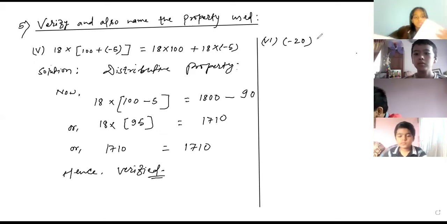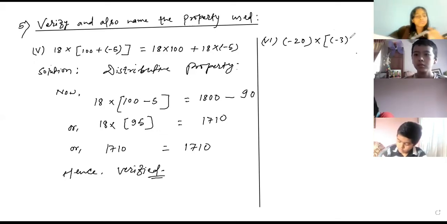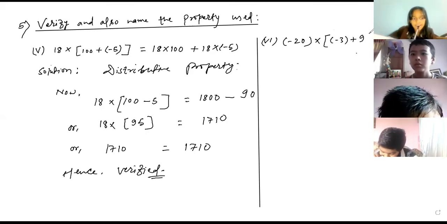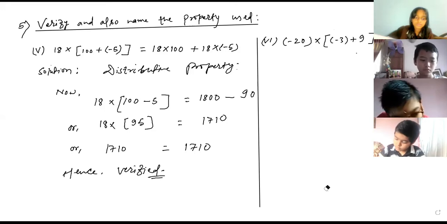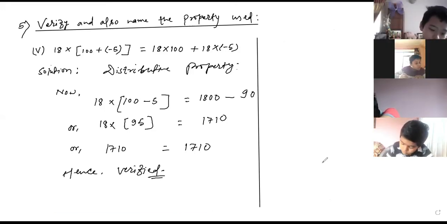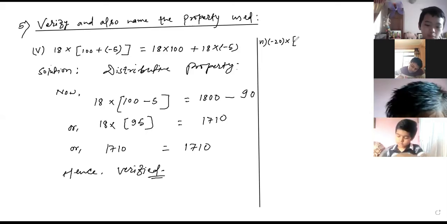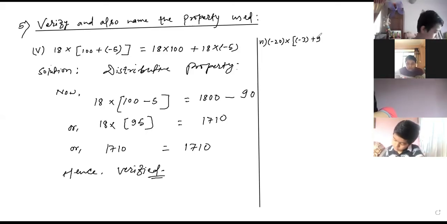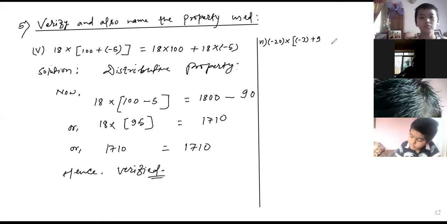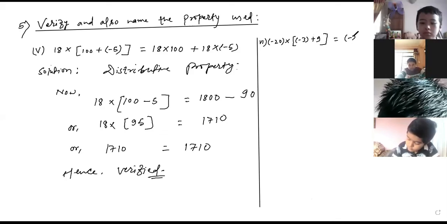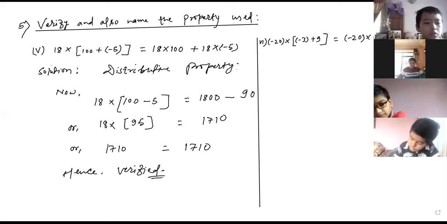Minus 20 into the bracket of minus 3 plus 9 is equal to minus 20 into minus 3 plus minus 20 into 9. Okay, so same thing, solution.